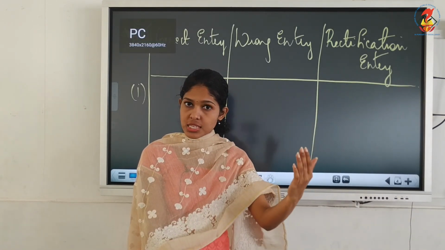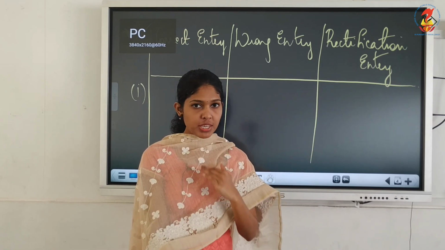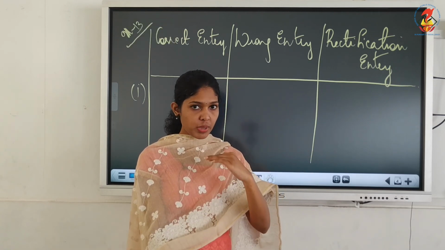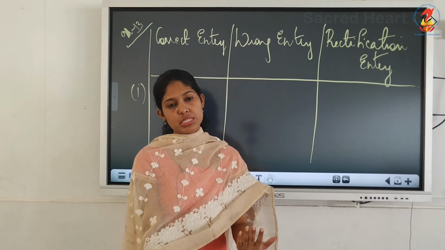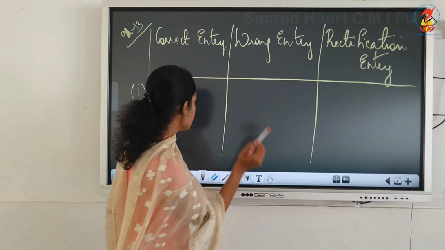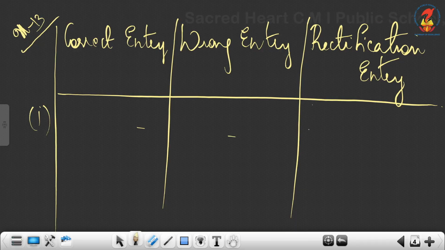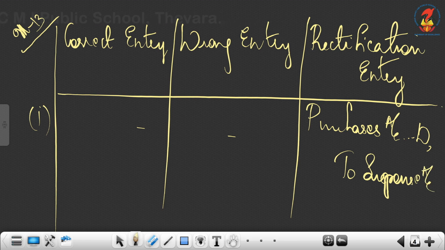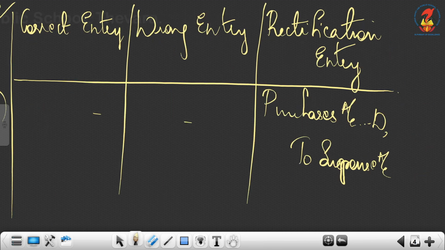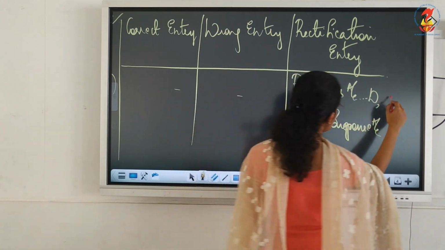If it is excess, you have to cancel. But here we already have a shortage. So we have to increase the purchases book. So again debit it, and the amount here is 1000. So the entry will be written in the rectification column because it is a one-sided error like your previous question. Purchases account debited to suspense account. We are increasing the purchases, okay, and the amount is 1000.